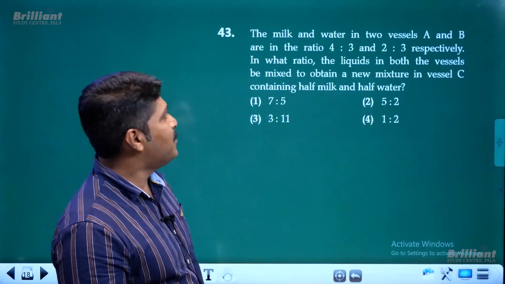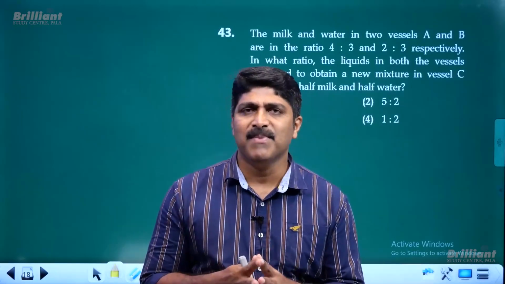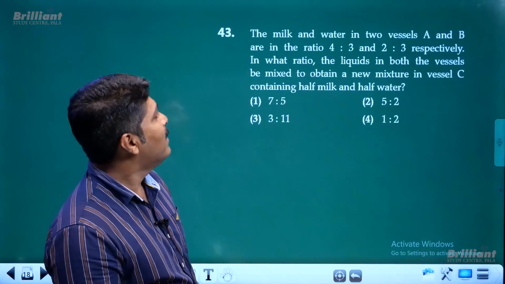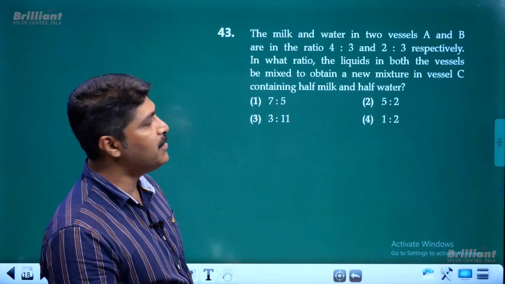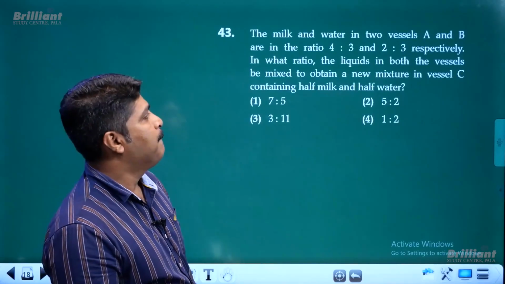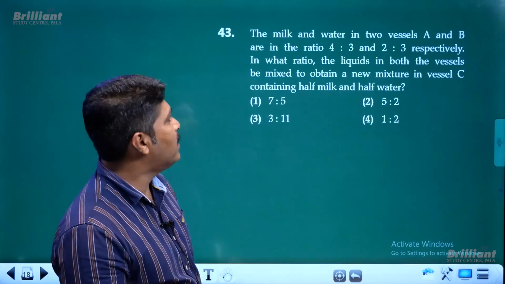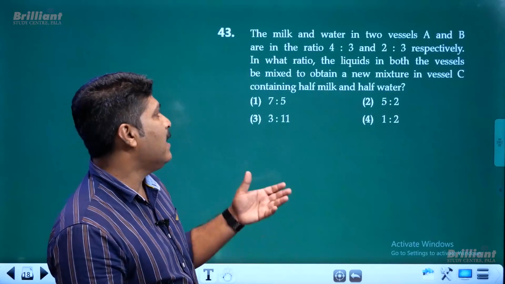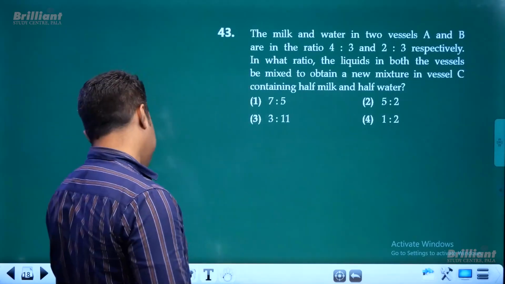Yeah, another beautiful question from mixtures. So it's an application of ratio. Basically, it's the application of ratio. So just read and understand it. The milk and water in 2 vessels A and B are in the ratio 4:3 and 2:3 respectively. In what ratio should the liquids in both the vessels be mixed to obtain a new mixture in vessel C containing half milk and half water?